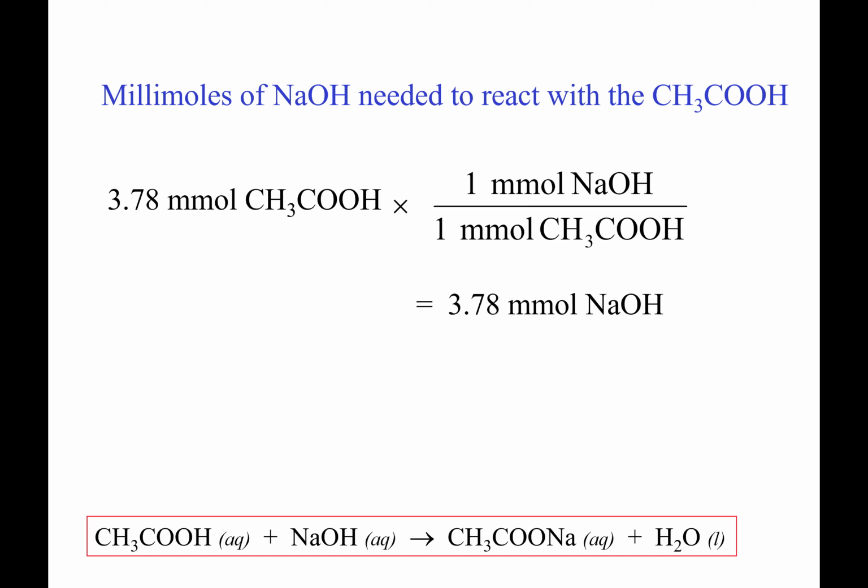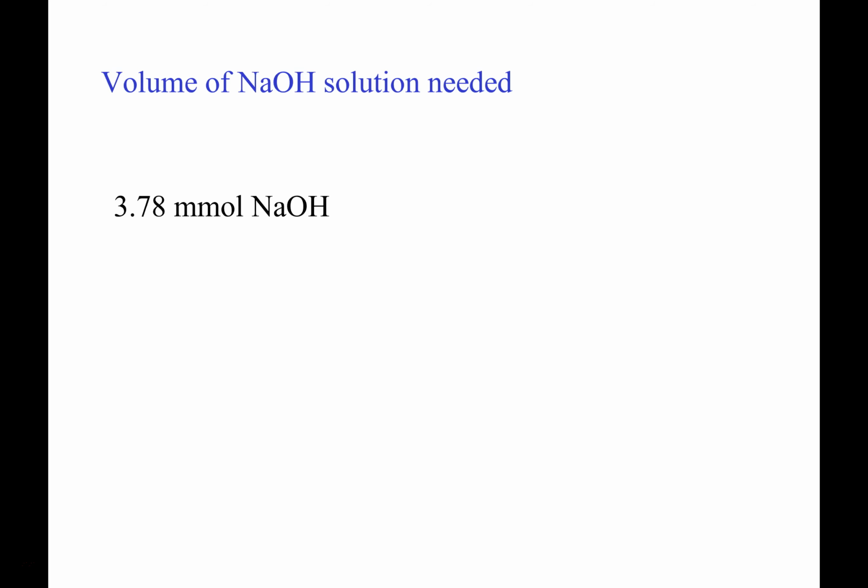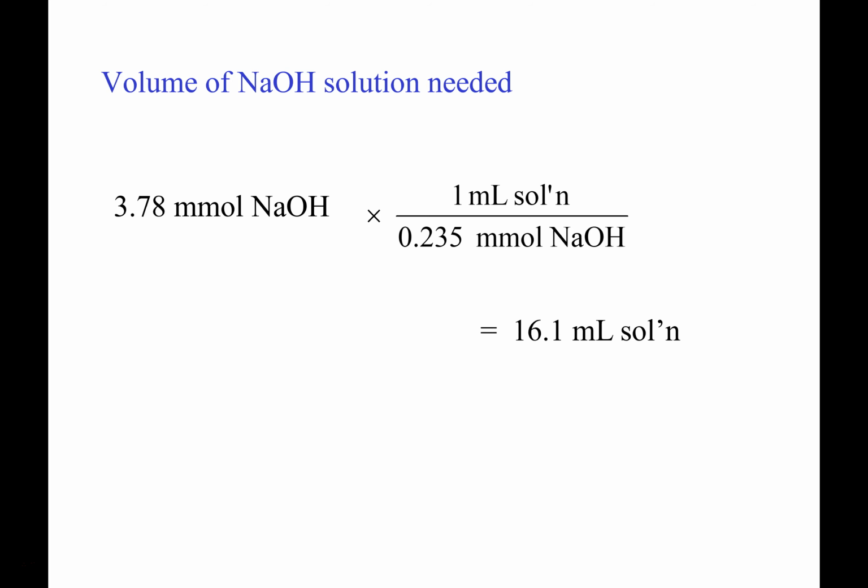So we're going to use that and molarity to get to volume. So here we go. 3.78 millimoles of NaOH over 1. And we're going to use the flipped version of the molarity of the NaOH. So it looks like this. 1 milliliter of the NaOH solution on top per 0.235 millimoles of NaOH. So millimoles of NaOH cancel. We're left with milliliters of solution, 3 sig figs, and you're looking at 16.1 milliliters of solution.